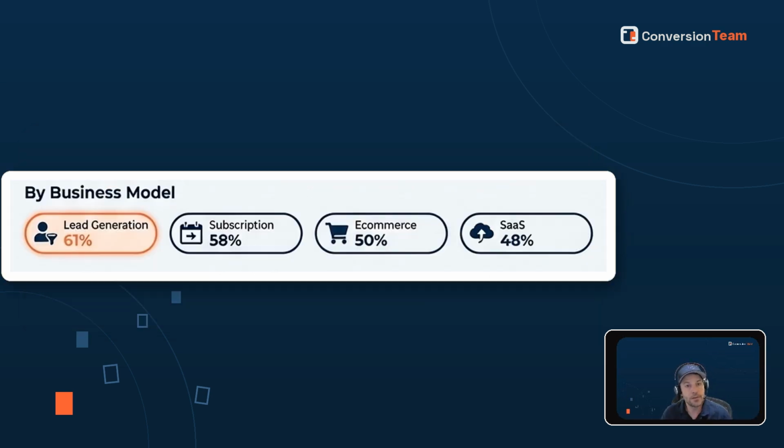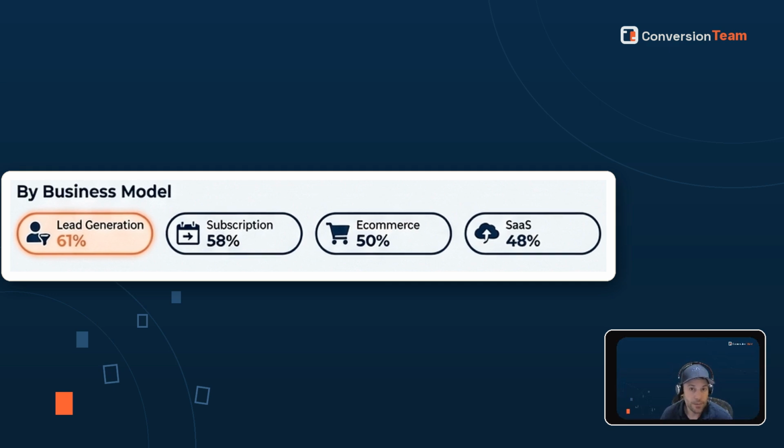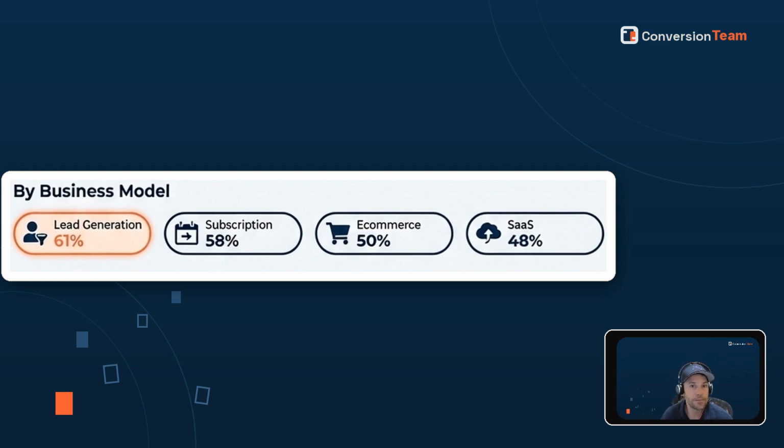Finally, by business model, lead generation in front here for reasons mentioned before, subscription, same kind of idea. E-commerce, a little lower, a little harder to move the needle, but still totally valid and oftentimes more impactful than some tests on other niches. And then SaaS sitting right with e-com there.